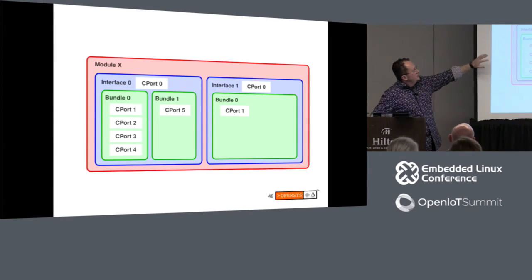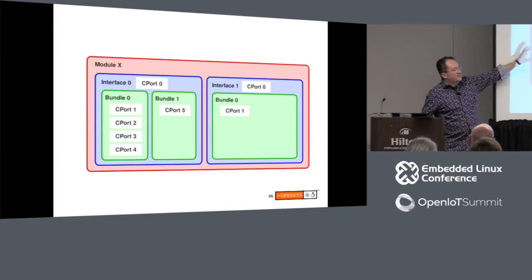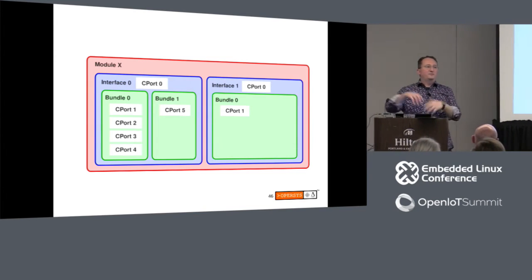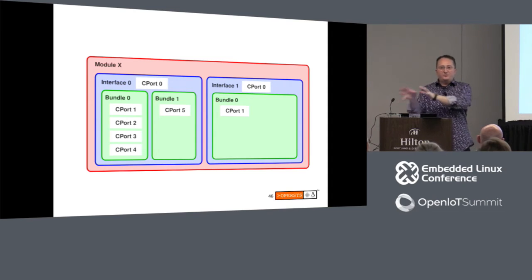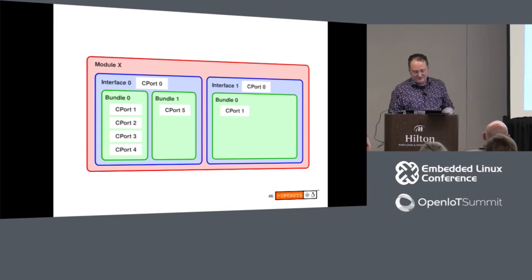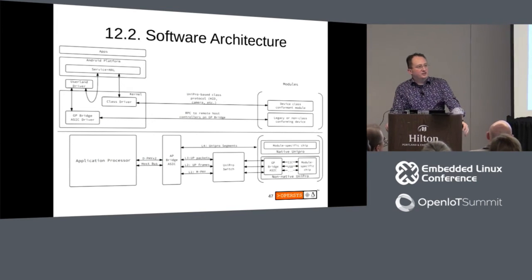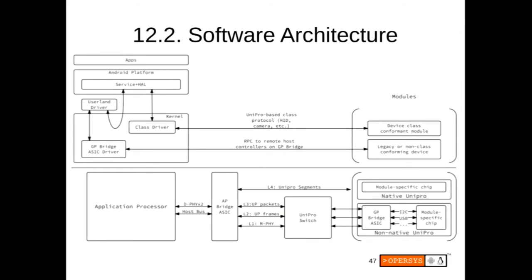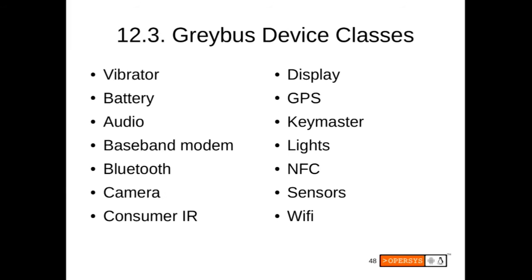And a module would look something like that. It would have an interface which would have C ports. C ports are like sockets, so you could have a module with, say, a camera and storage, that would have its own interface, and the other thing would have another interface, and that kind of stuff. The software architecture, at least initially, looked something like this. On the Android side, we had these HALs and user land drivers talking through the kernel off to modules on the other side, all of it layered on top of the hardware I just mentioned.